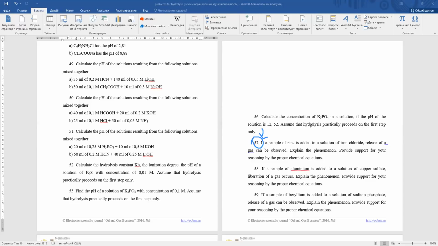Can you repeat your question? Why can we see the gas formation for this reaction? Do you mean liberation? Yes, we're just adding the metal into the solution of salts. And why can we see the gas formation?